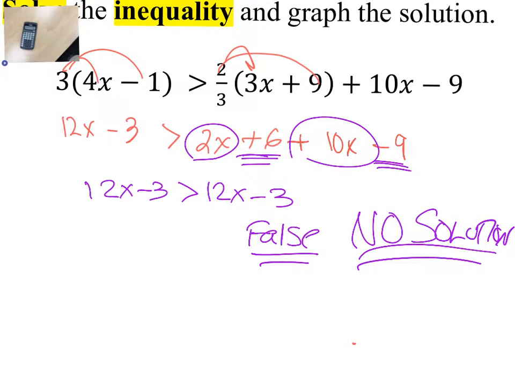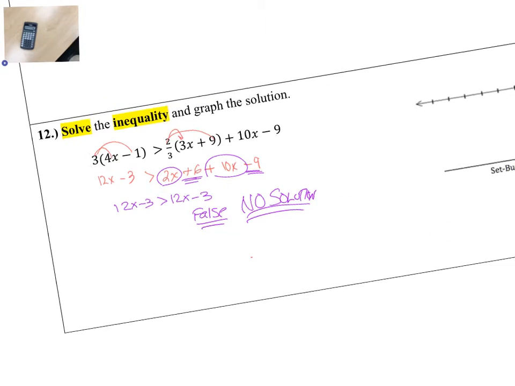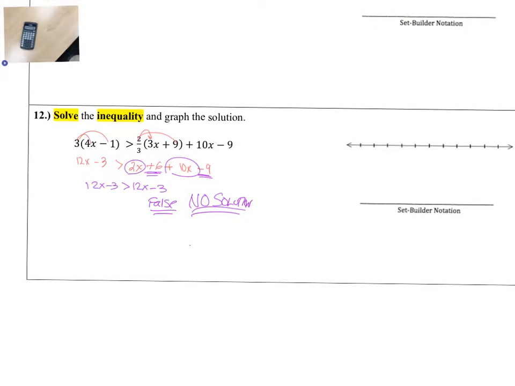False equals no solution. If it had the or equal to, then it would be all reals. But it does not have the or equal to. How can 12x minus 3 be greater than itself? So the way that you would graph this one, because it's no solution, is you would put a 0 with a line through it. That is no solution. The reason we do that is because if you leave it blank, it appears as if you overlooked the fact that you have to think about the graph. So since there's no solution, you literally put a little 0 with a bar.